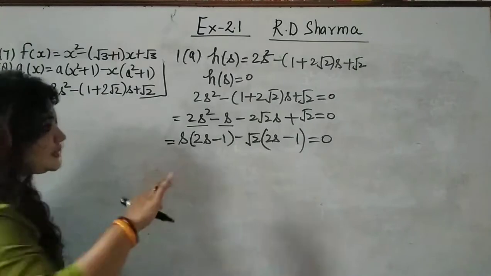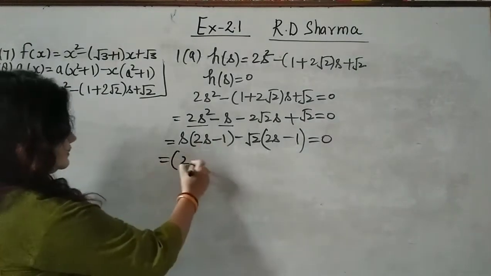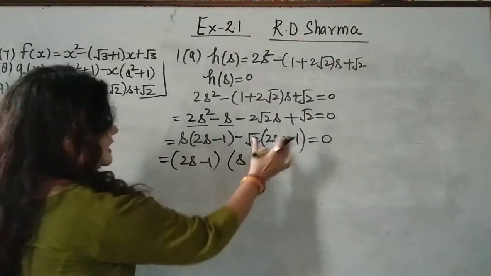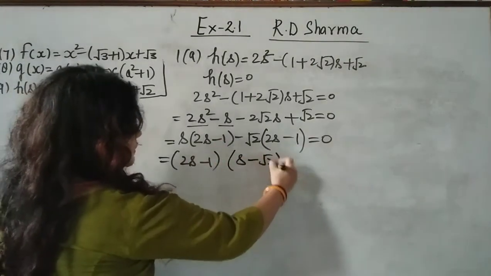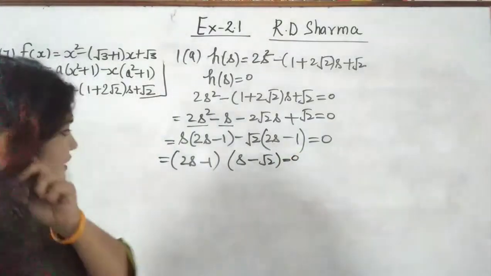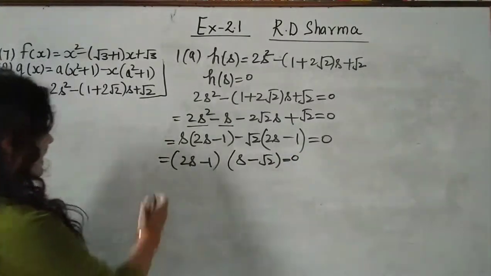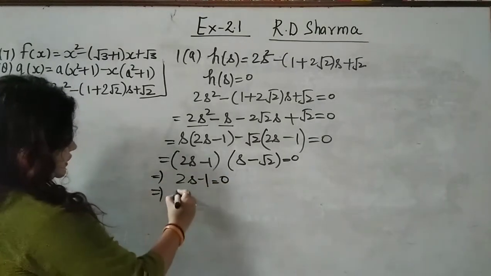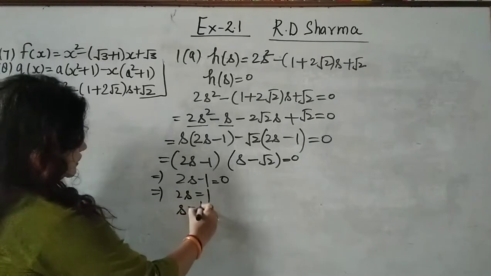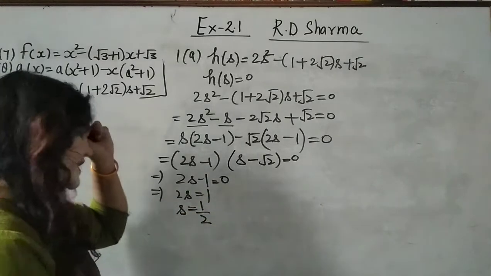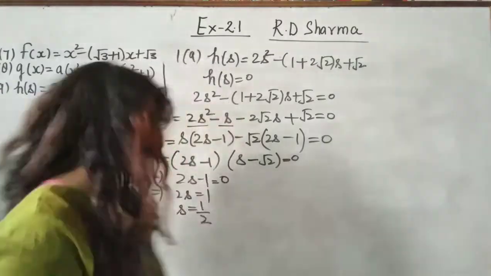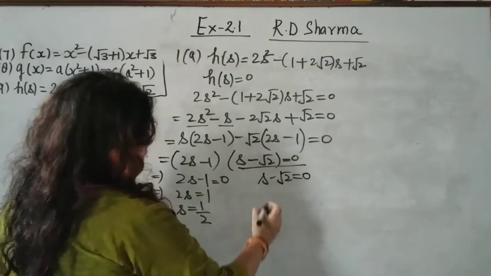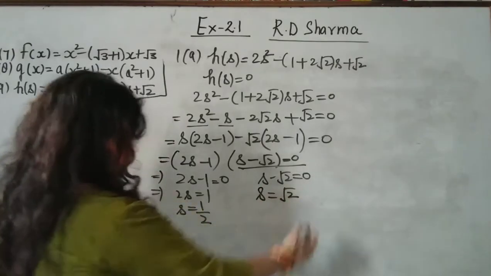And now, what is common in whole? 2s minus 1. So here what is left? Only s. Here what is left? Minus under root 2 is equal to 0. Now, if 2s minus 1 is equal to 0, so 2s is equal to 1, s is equal to 1 by 2, right? We calculated s is equal to 1 by 2. And now, if s minus under root 2 is equal to 0, so s is equal to root 2.